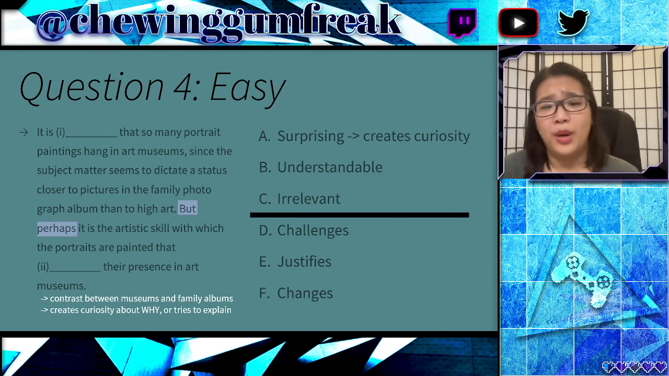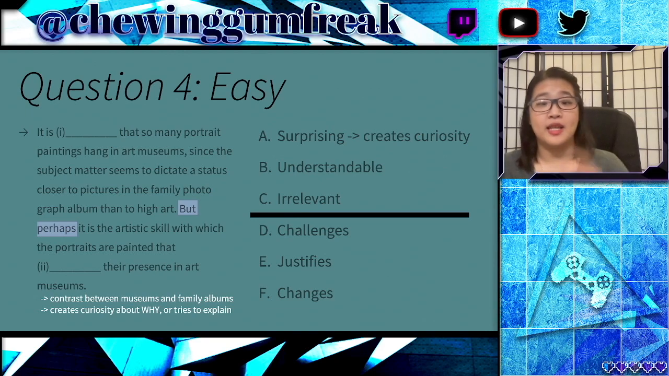It says, but perhaps it is the artistic skill with which the portraits are painted that blank their presence in art museums. There are a few things that are pretty telling here. The first one is but perhaps. We talked about this being a transition word, creating a contrast between the first and second sentences, but it also is something that helps in justifying an idea or giving an explanation of some sort.